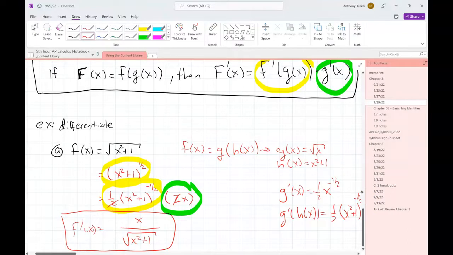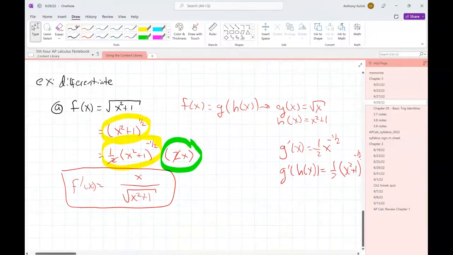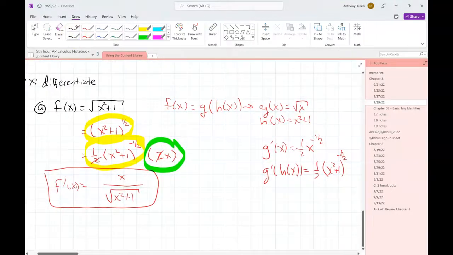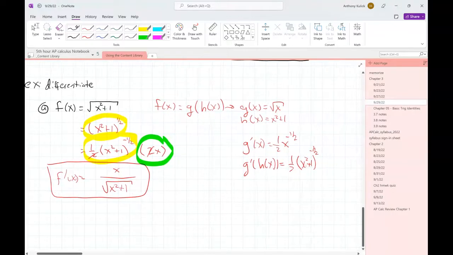When I do the composition, it just takes a minute to get comfortable seeing it the right way. And once you can see it that way, they go fast. That's the beauty of the chain rule: you take something that's a complicated derivative and make two little easier derivatives. It makes life easier.